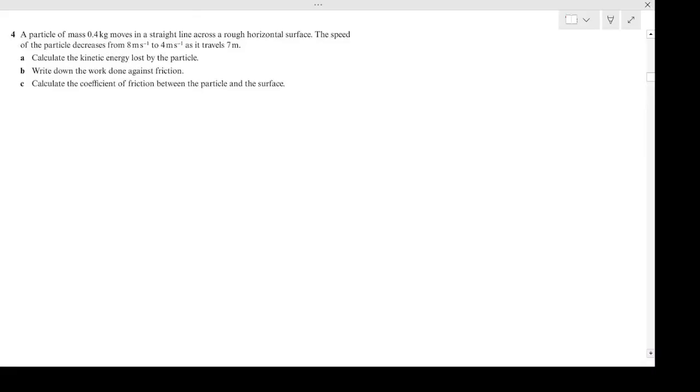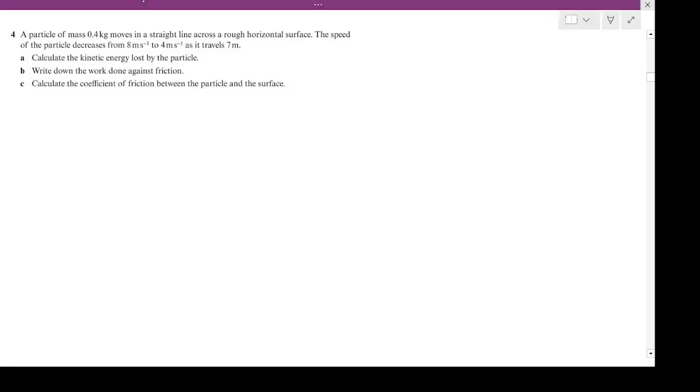So we've got this question then. Here we're told a particle of mass 0.4 kilograms moves in a straight line across a rough horizontal surface. The speed of the particle decreases from 8 to 4 meters per second as it travels 7 meters. Then it wants me to work out the kinetic energy lost.